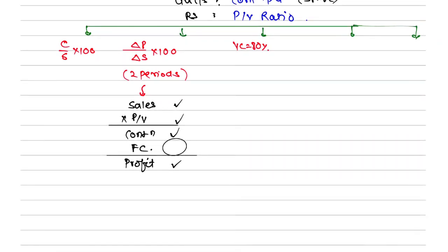So out of 100 of sales value, 20 will be contribution. So if this is 80%, what will your PV ratio be? 20%. I hope that is clear.